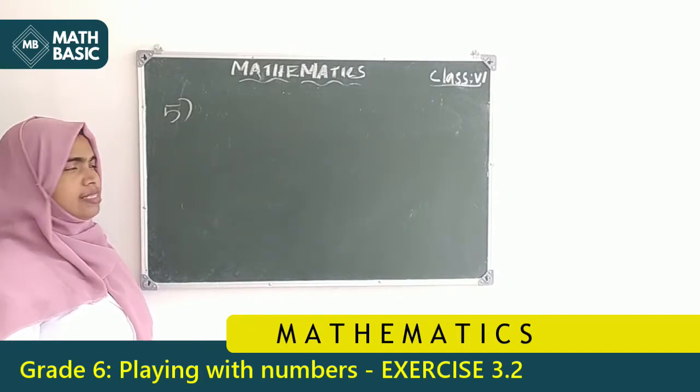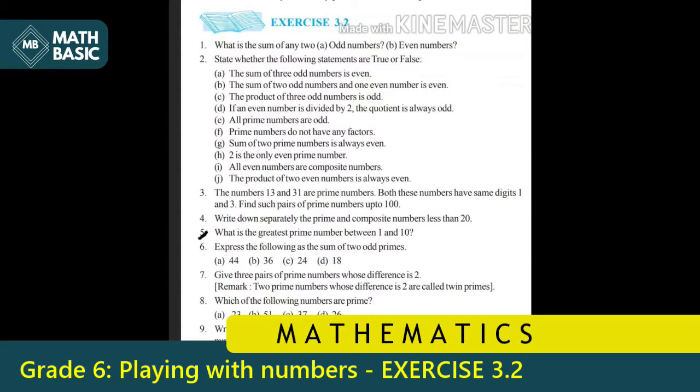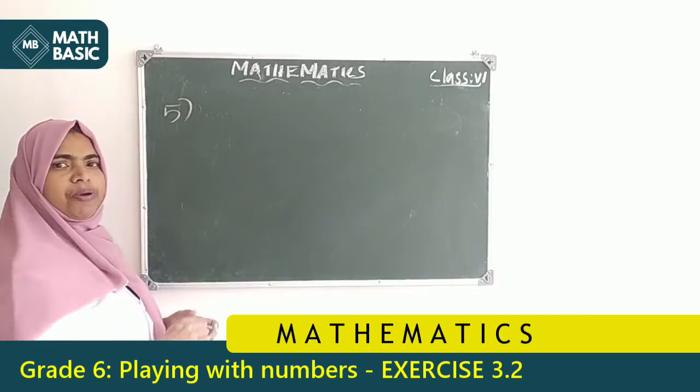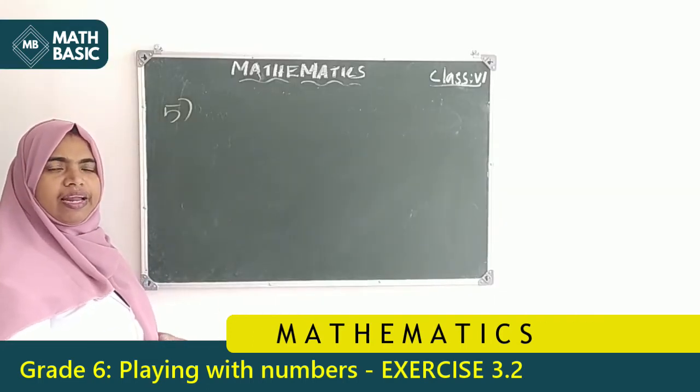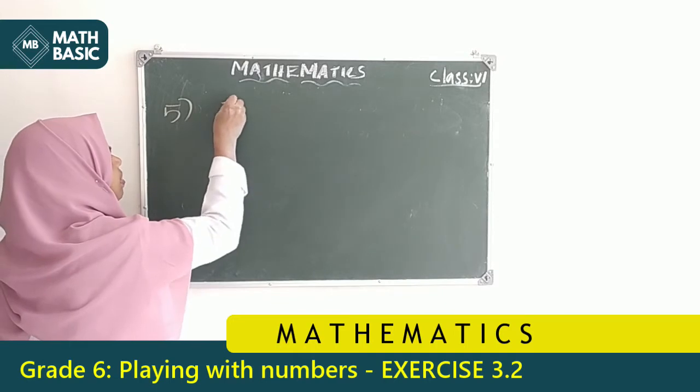Question number 5. What is the greatest prime number between 1 and 10? The greatest prime number between 1 and 10 is 7.